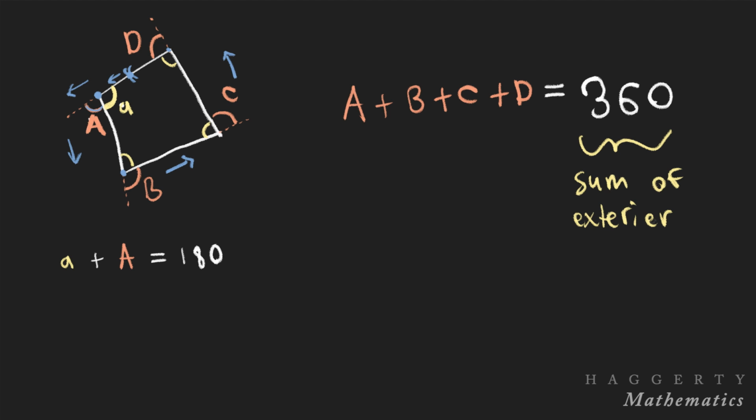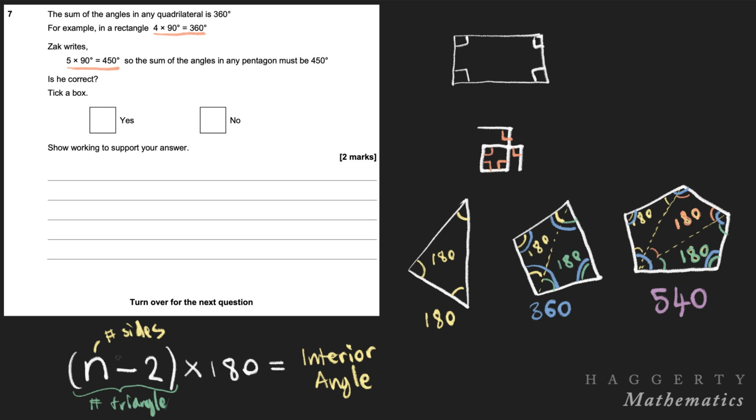And it doesn't matter how many sides you have to the polygon. That's always going to be true. The sum of the exterior is always 360. Whereas the sum of the interior, that certainly does depend on the number of sides. That was the n-2, the number of triangles, times by the 180. That gives you the sum of the interior angles.